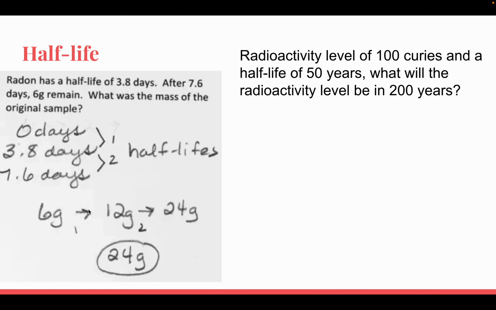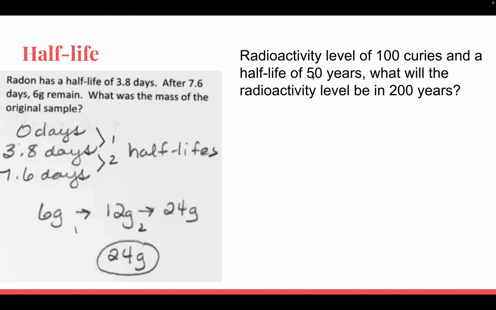And we have our last problem. Again, you can use a calculator if you want, but you really don't need to. We have a radioactivity level of 100 curies. A curie is just a measurement of radioactivity. I don't need you to know what that is exactly. It's not an element. It's just how much radioactivity we have. We have a half-life of 50 years. What will the radioactivity be in 200 years?